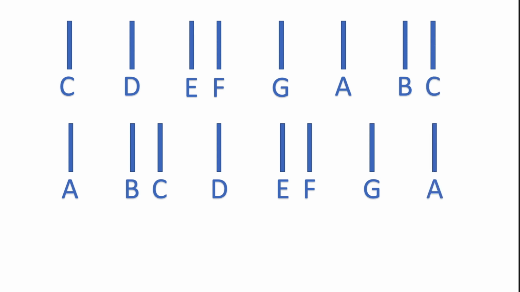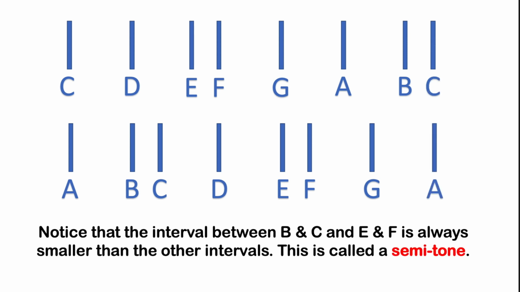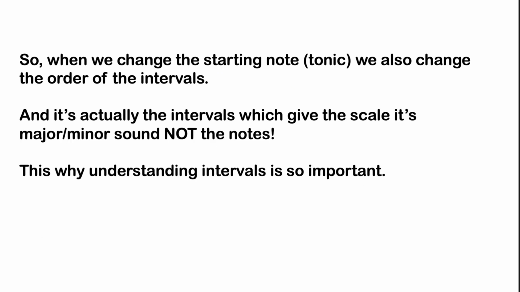And then from the fourth to the fifth note, the intervals are the same. Then to the sixth note, they're different. To the seventh note, they are the same. And then to the eighth note, or the octave, they are different again. The distance between B and C and E and F is always smaller than the other intervals. This is called a semitone. So when you change the starting note, the tonic, we also change the order that the intervals come in. And it's actually the order of the intervals between the notes which give the scale its major or minor sound, not hearing the notes themselves. This is why understanding intervals is so important.